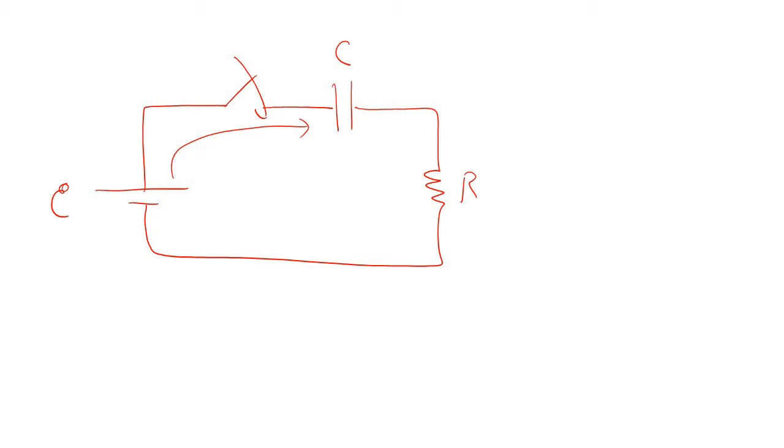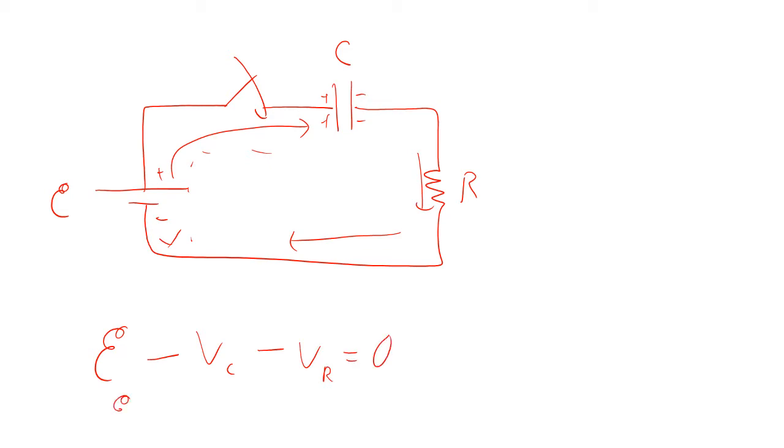Minus, plus, so that means we're getting positive charge on this side, negative charge on that side, current's flowing this way. And so if I do a Kirchhoff loop, start here and go around, we got the EMF, we got minus the voltage on the capacitor, minus the voltage on the resistor equals 0. So that's going to be the EMF minus the Q over C, the charge that's on the capacitor at a particular moment in time, minus IR.